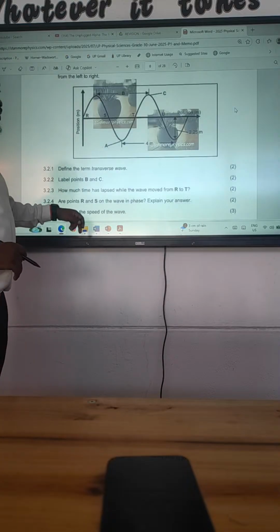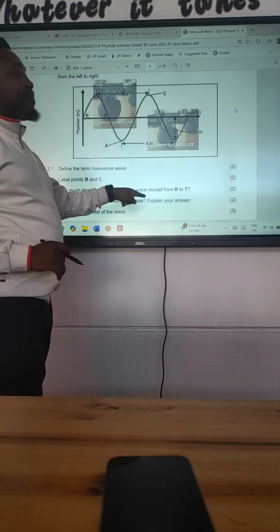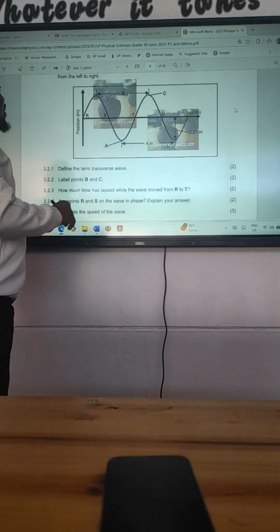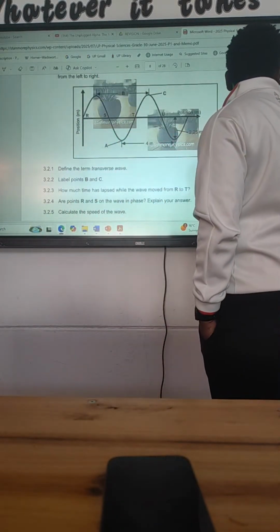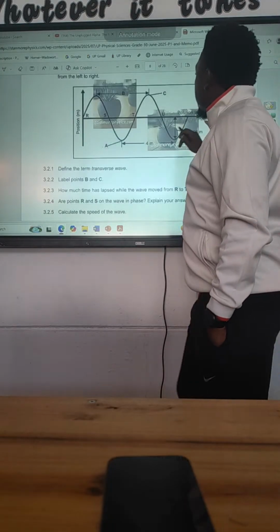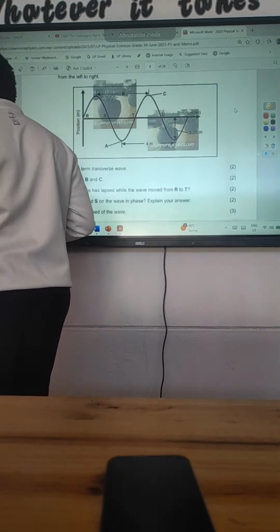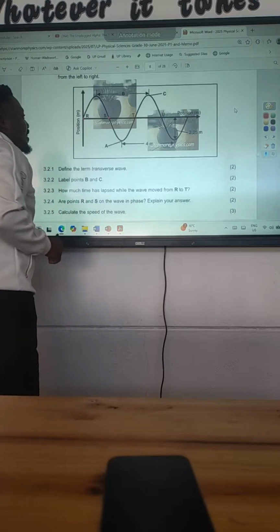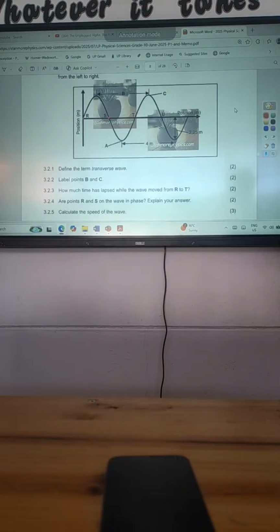Or 2.2.4. Let's go to 2.2.4. Are points R and S on the wave in phase? Explain your answer. No. Let's look at point R. Here's point R. Let's use a different color, let me use red. Point R is at the beginning of the wave. And then point S is in the middle of the wave, at the end of a crest and the beginning of a trough, right?